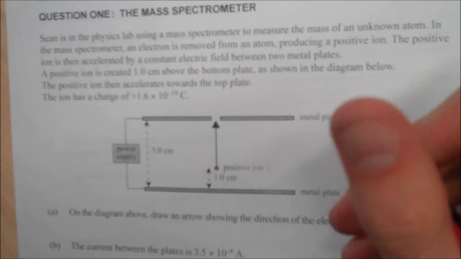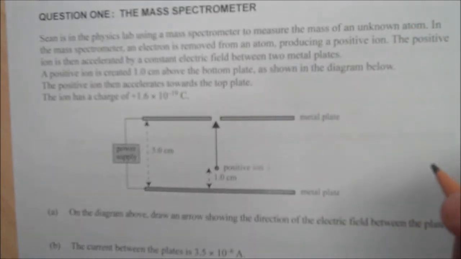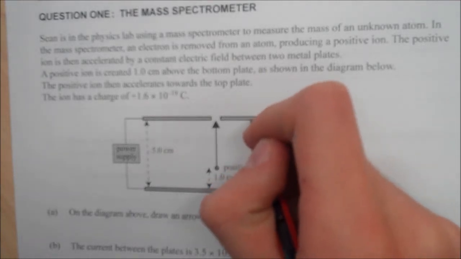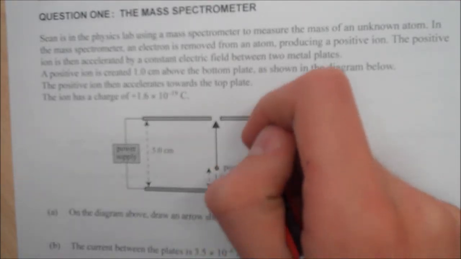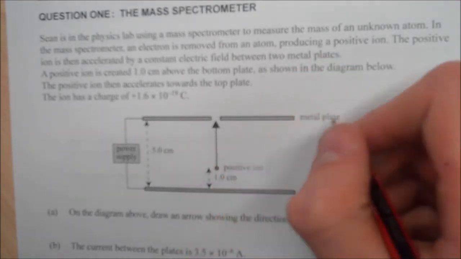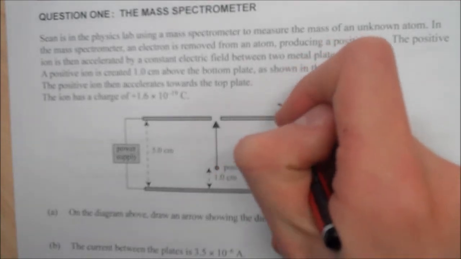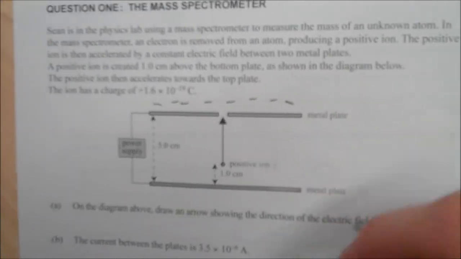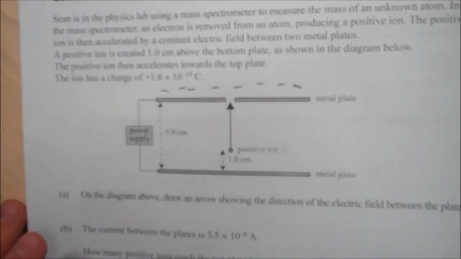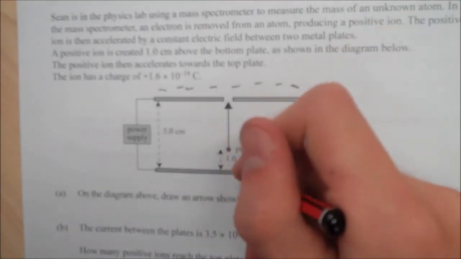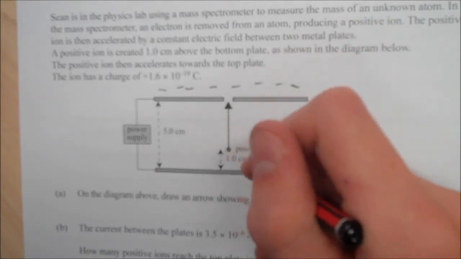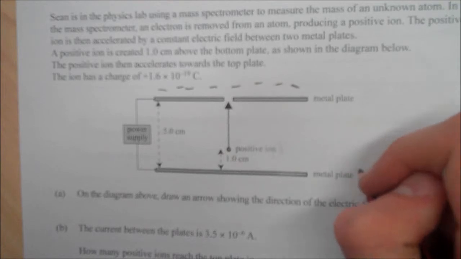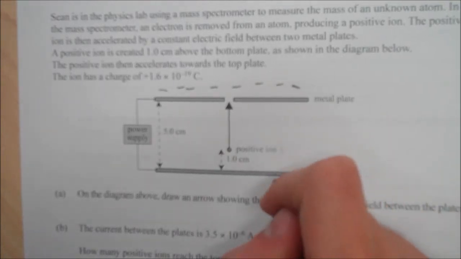So first we need to work out which plate is positive and which is negative. If we have a positive ion accelerating towards this top plate, then it's being attracted by the top plate, and if this is positive, then that means the top plate has to be negative, right? Because negatives attract positives. If it was positive, then obviously they would be repelling each other, or the plate would be repelling the ion. So that means this bottom plate is positive.